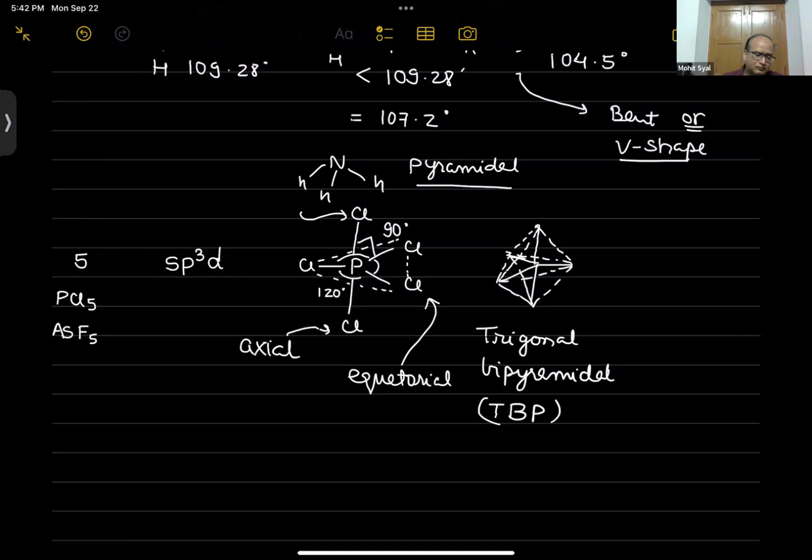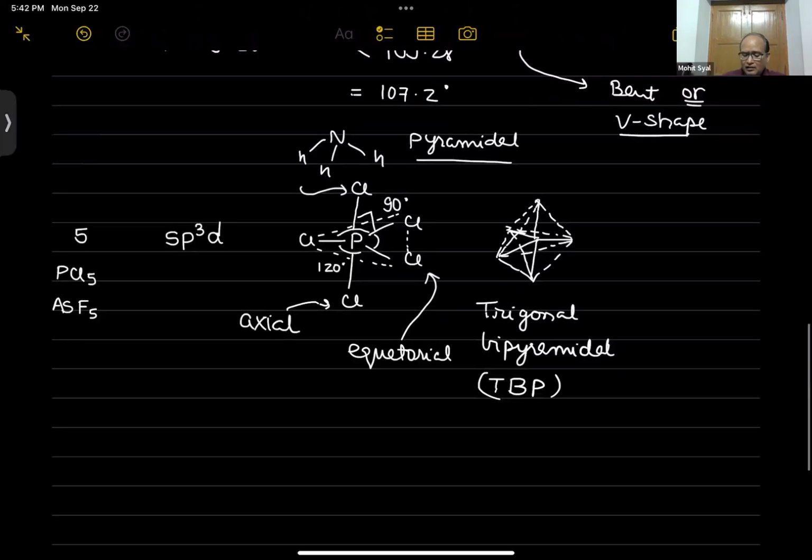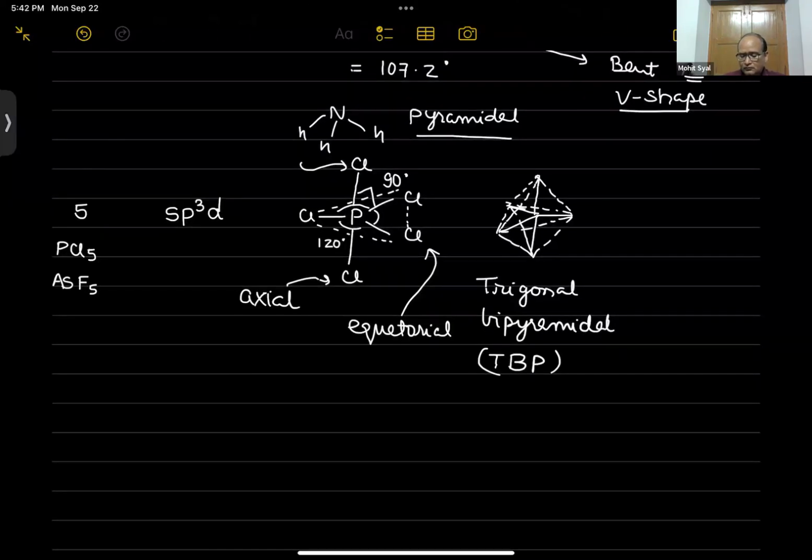Is this clear? Axial bonds and equatorial bonds. Equatorial means the equator in the middle of the earth, you know. So these three are equatorial bonds. Axial bonds are slightly longer due to repulsion. Can you name the shape and the geometry which I told you just now? Trigonal bipyramid.